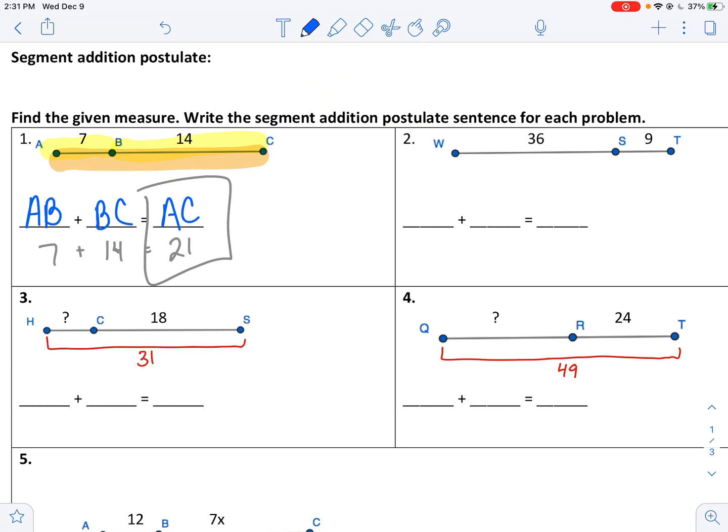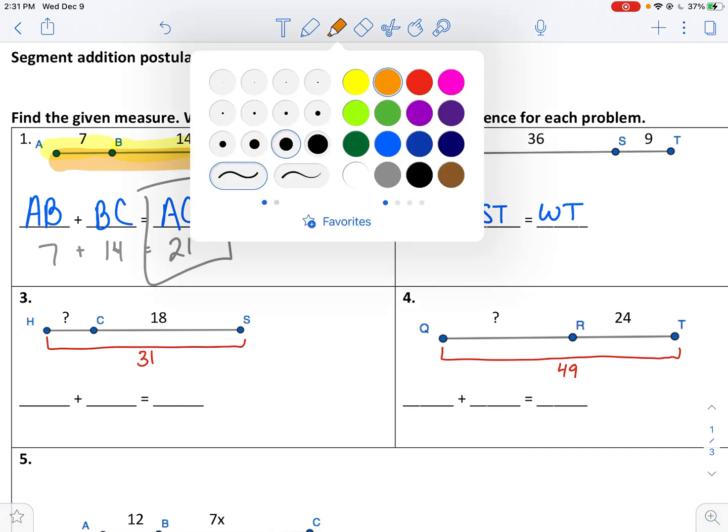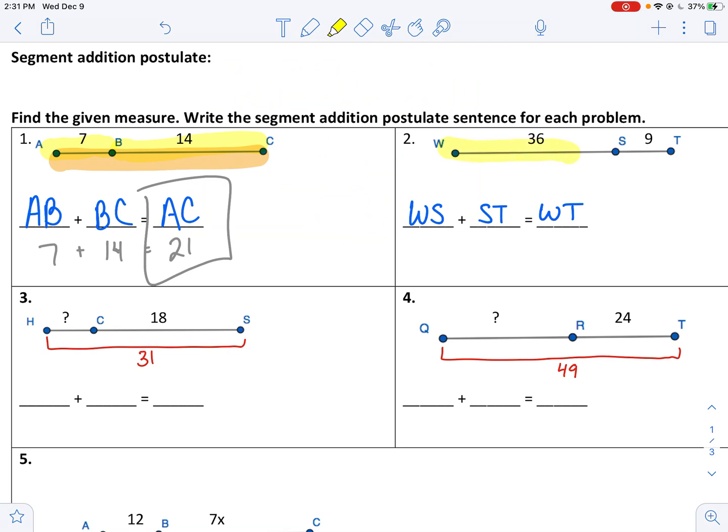Let's try number 2. So why don't you pause the video, try it out, see what you get. So I have WS plus ST equals WT, or part plus the other part equals the whole segment. So I take 36, I add that to 9, and I get 45. So WT is 45.